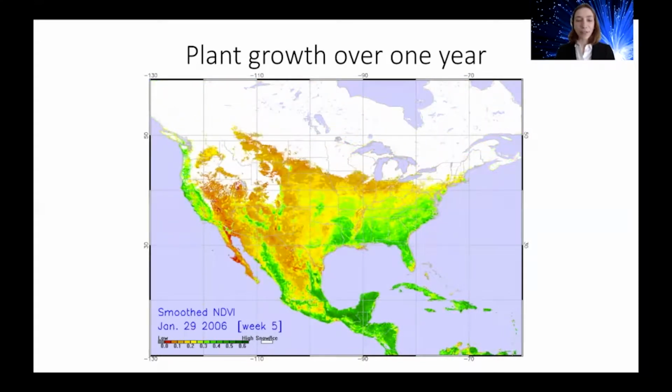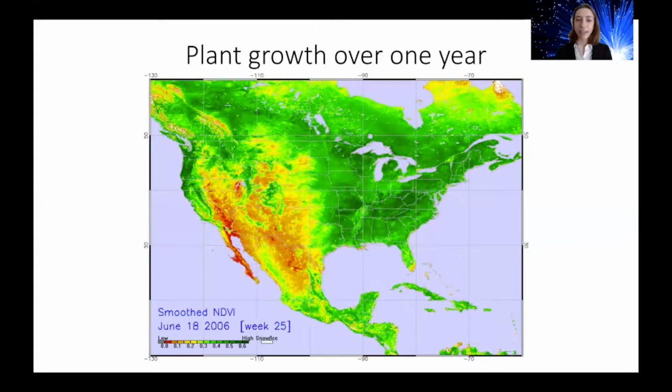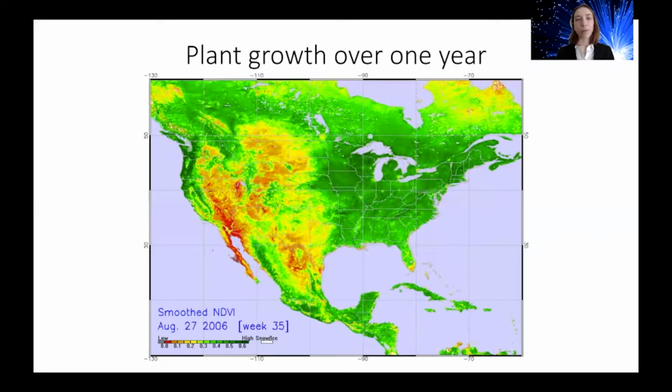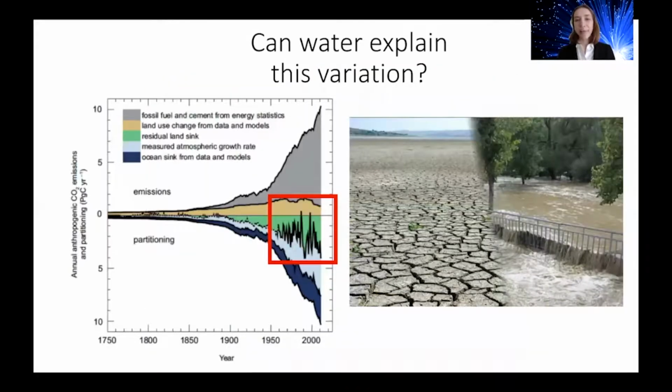And one of the first research studies I'm preparing to do is comparing these two sets of data to understand historically how different layers of groundwater are affecting plant growth. I'm hoping that water might explain some of the variation we see in the land sink, with dry years resulting in less carbon sunk and wet years resulting in a much larger carbon sink.